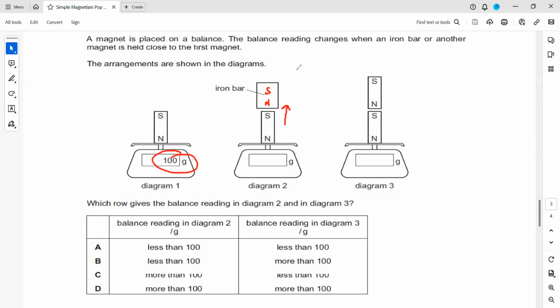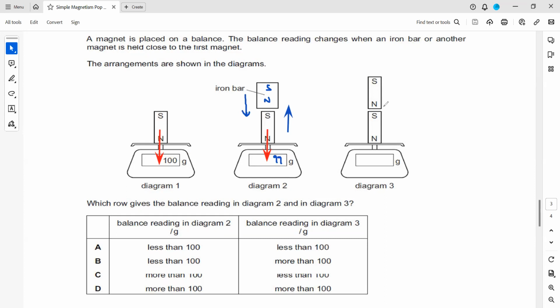Why? Because first, the weight of this bar magnet is acting downward and that is compressing the spring in the balance and it gives us a reading. But then, the weight is downward, but there's an upward force, because magnet and magnetic materials attract each other, producing north and south. So the bar magnet experiences attraction one way and the iron experiences attraction the other way. So as a result, this reading won't be 100, it will be less than 100. Any value, but less than 100.